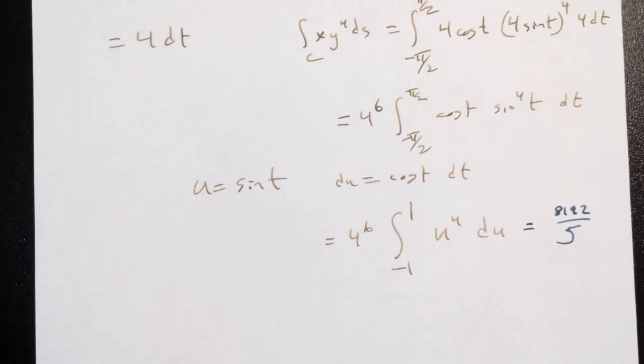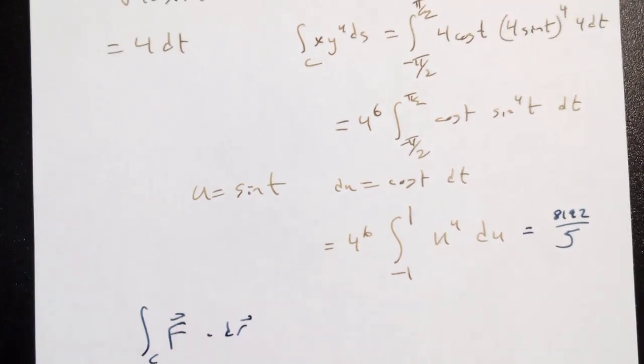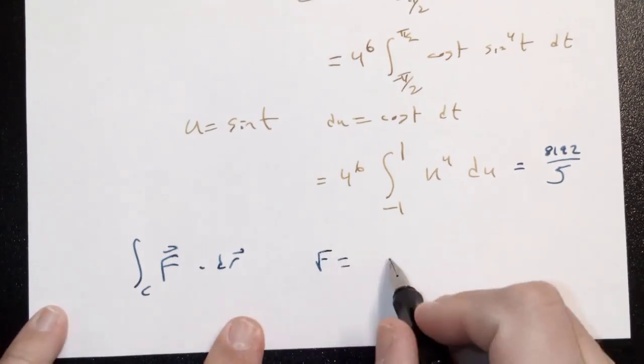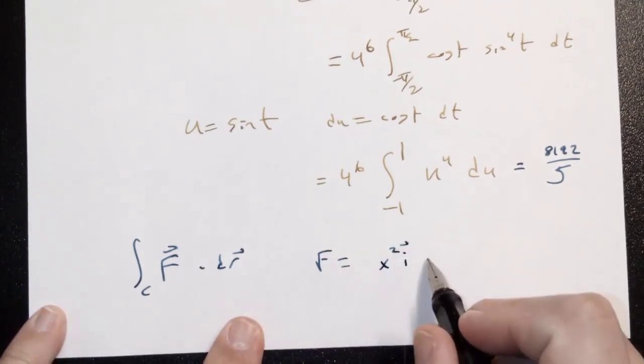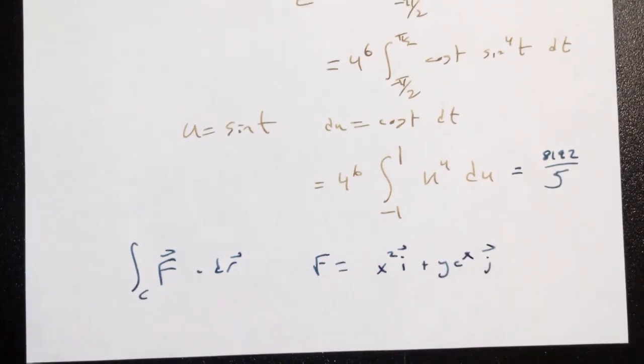40 says, find the work done. Wait a minute. Find the work done. Integral of F dot dr. I know I'm doing work. I know I'm doing this integral. Force field F equals x squared i plus y e to the x j on the curved particle that moves along a parabola.